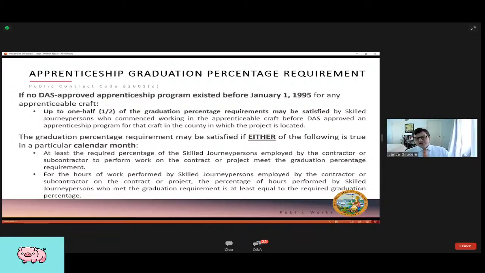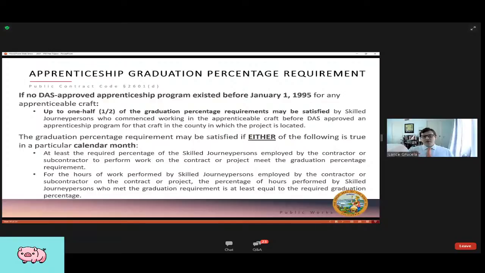These are more common, and these are important to understand and to consider: the graduation percentage requirement can be satisfied in either way. And it's not necessary for a contractor or subcontractor to declare how they're doing it. It's just that, in hindsight, the math has to work out so that either counting the number of people employed on the project in a particular trade, or the hours in a particular trade, will meet the graduation percentage requirement.